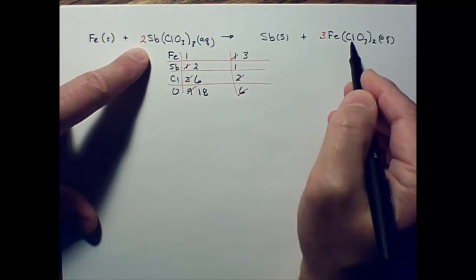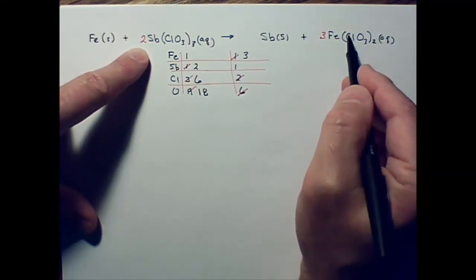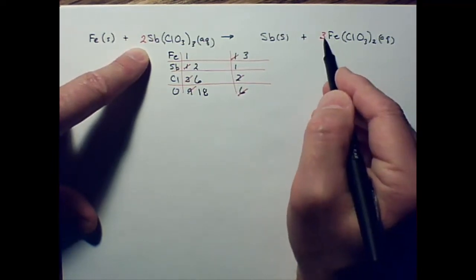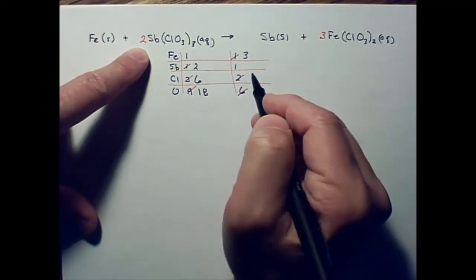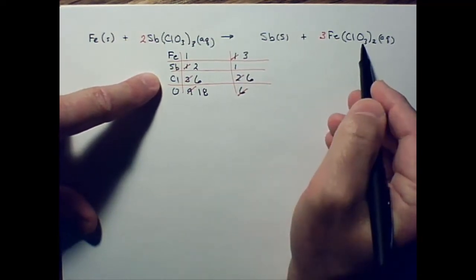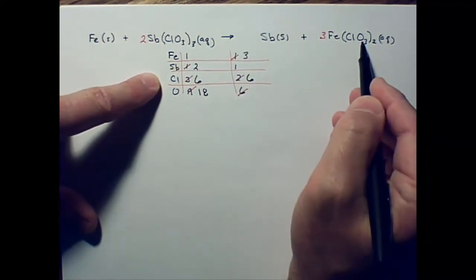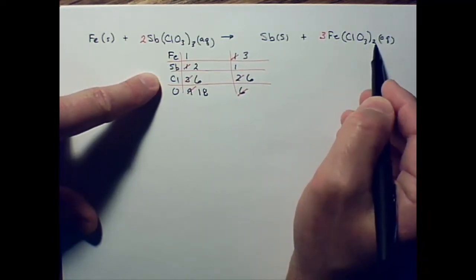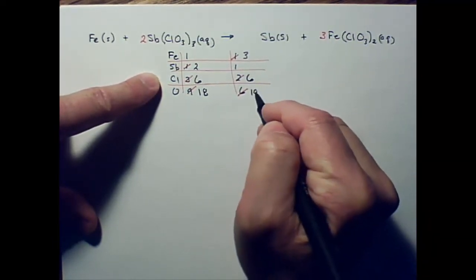I had 1 chlorine in this chlorate formula inside the parentheses. The 2 outside multiplies by 2. That's 2 times this 3 now gives me 6 chlorines. And I had 3 oxygens in the chlorate formula, then times this 2, and now times this 3. So 3 times 2 is 6, times 3 is 18.